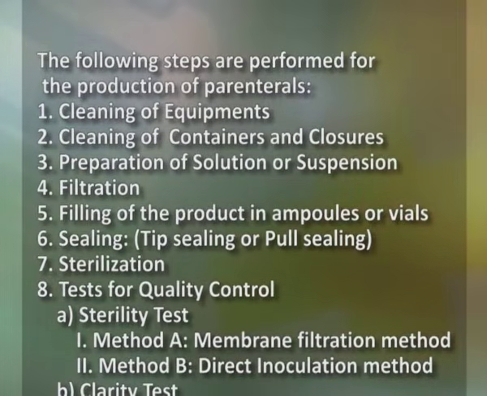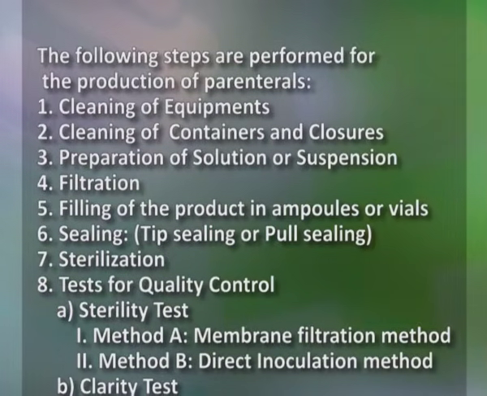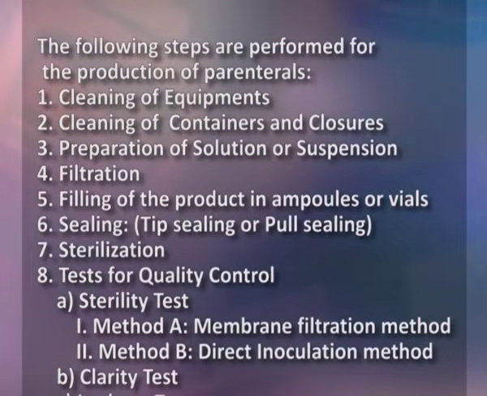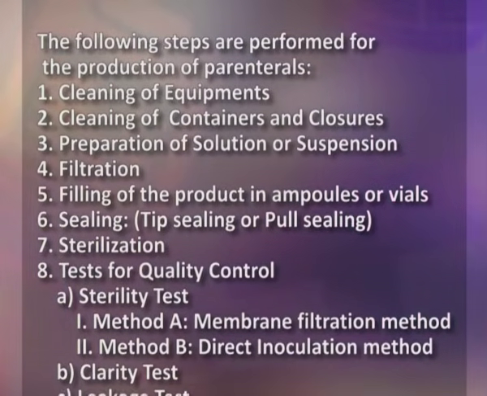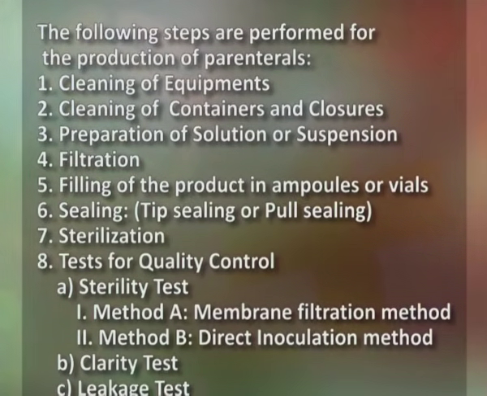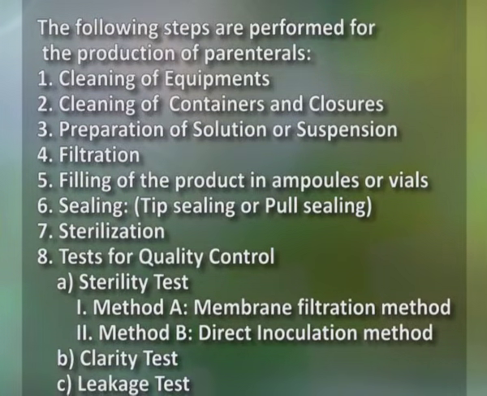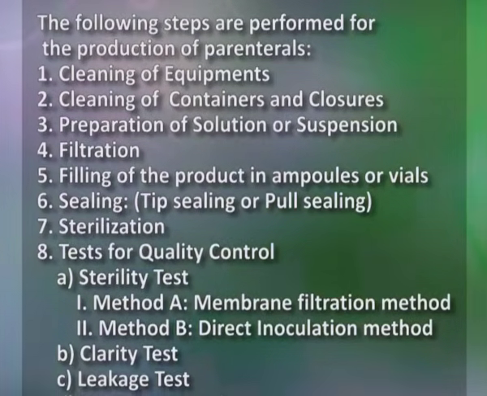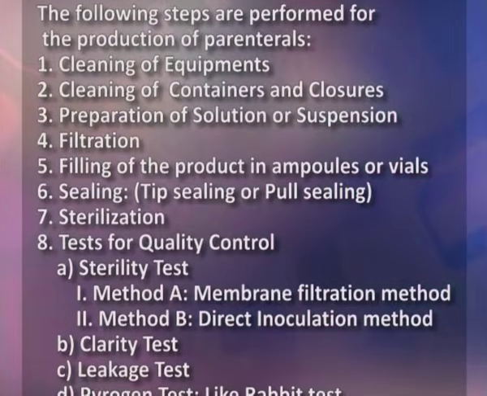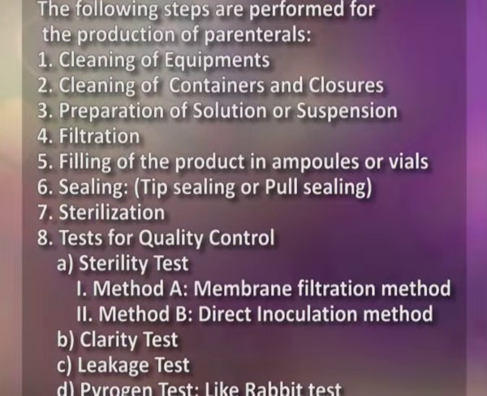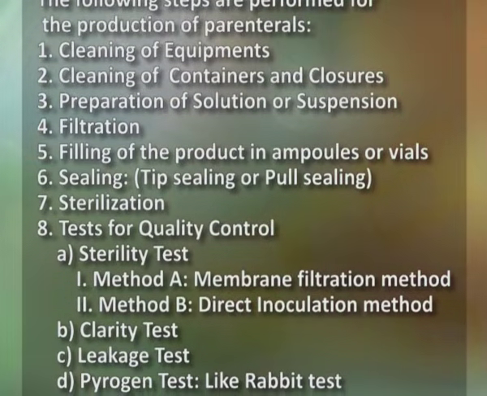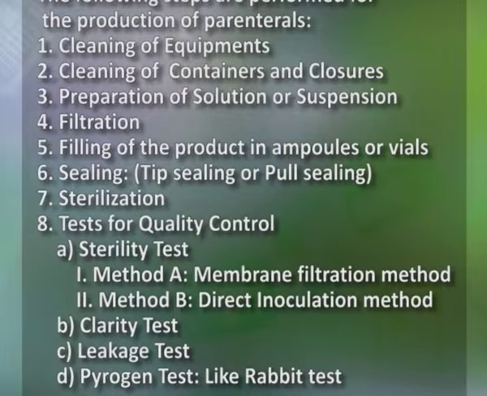First is cleaning of equipments, second is cleaning of containers and closures, third is preparation of solution or suspension or the dosage form to be manufactured, fourth is filtration, fifth filling of the product in ampoules or vials, that is containers, sixth is sealing, it could be by tip sealing method or pull sealing method, seventh is sterilization, eighth tests for quality control. The important tests or quality control parameters are, first is sterility test.